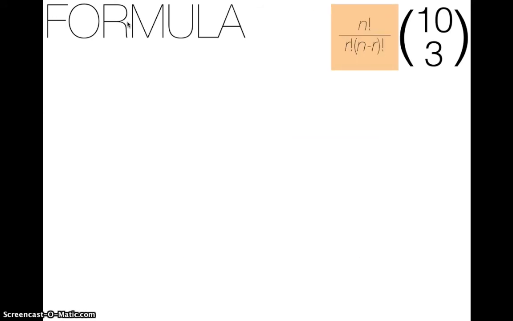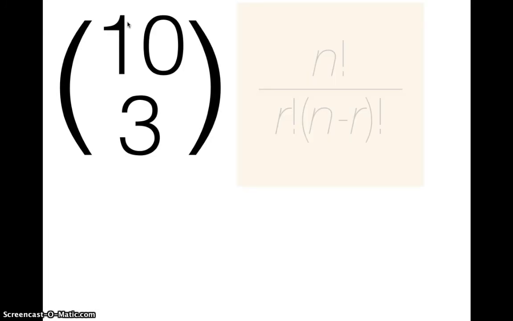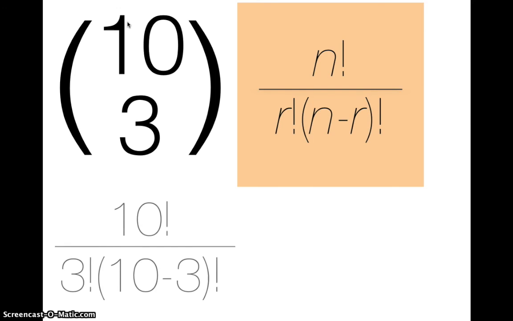Now, what is this exclamation mark? This exclamation mark is a factorial. A factorial basically is when you have a number and you put it to the factorial, like 5 factorial, it is a number multiplied by all the numbers that go before it. So it would be like 5 times 4 times 3 times 2 times 1. If it were 10 factorial, it would be 10 times 9 times 8 times 7 times 6 times 5 times 4 times 3 times 2 times 1, and so forth. So we have 10 choose 3, which uses the formula.